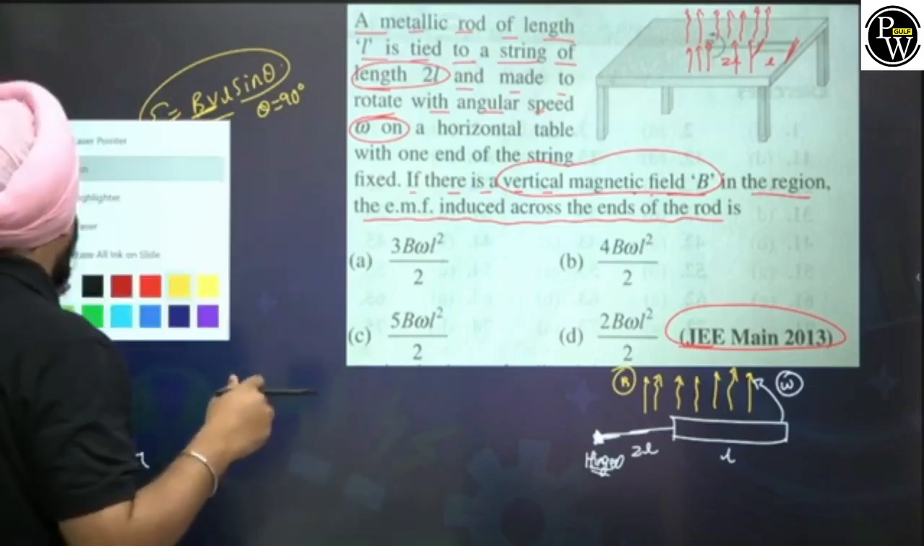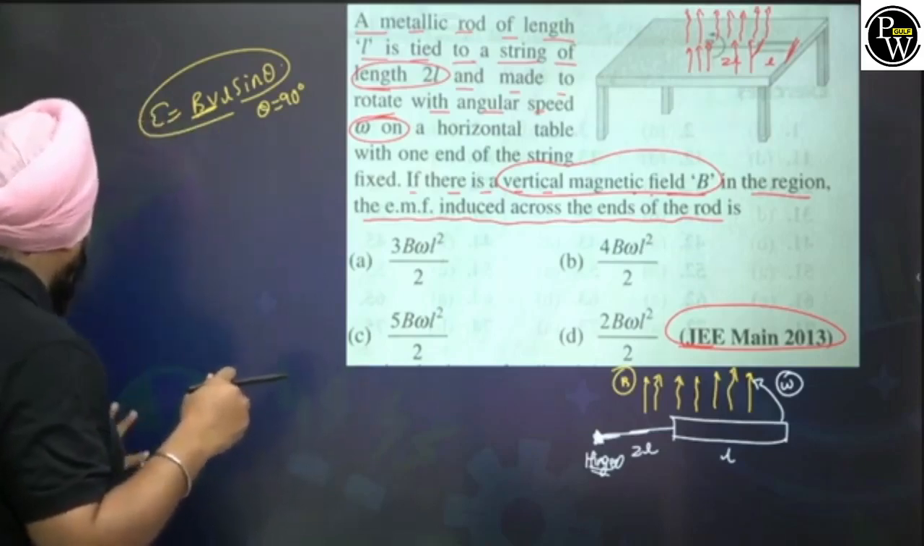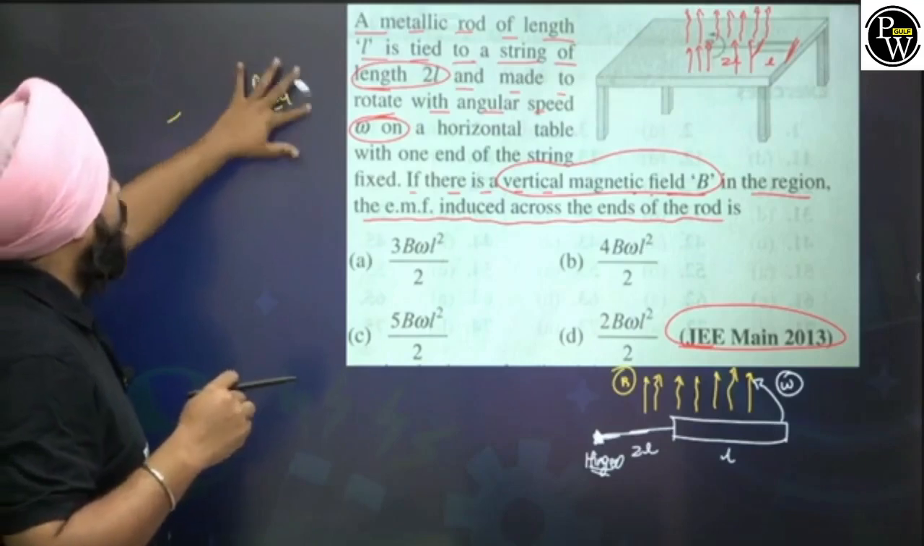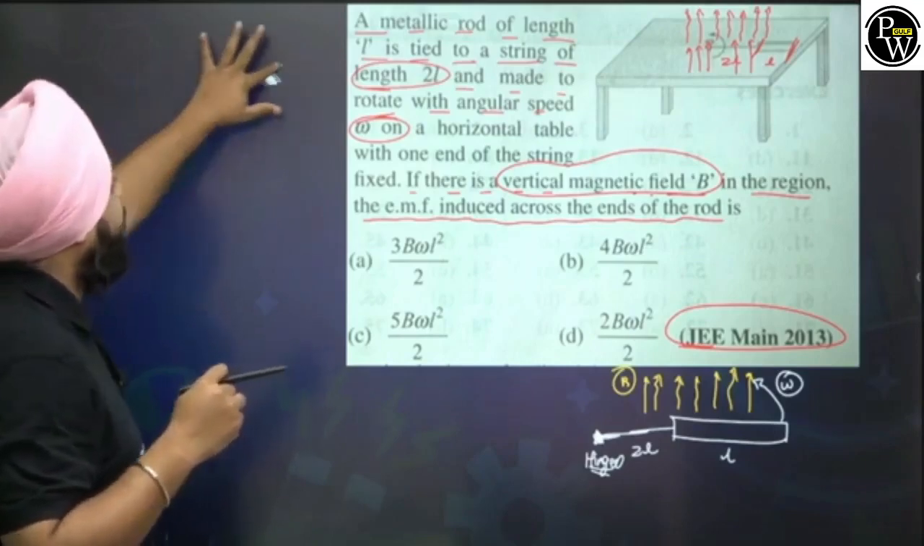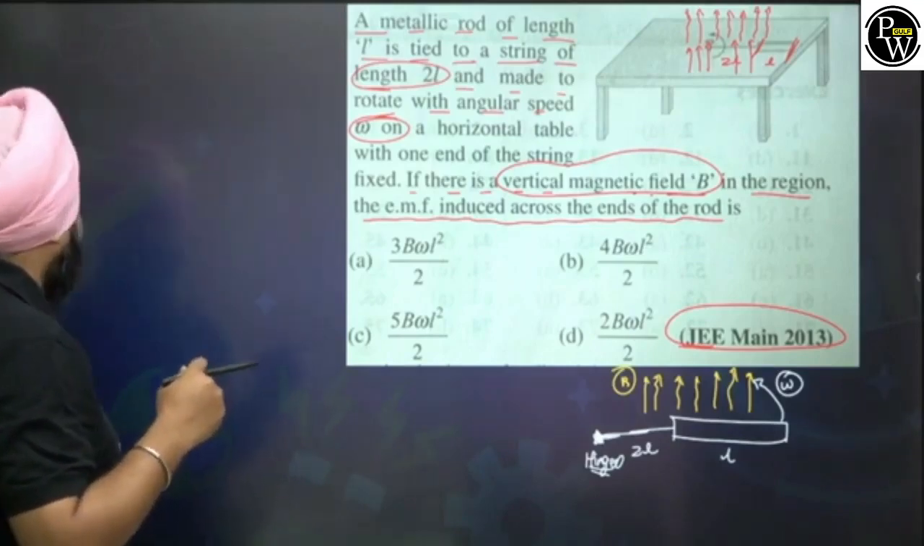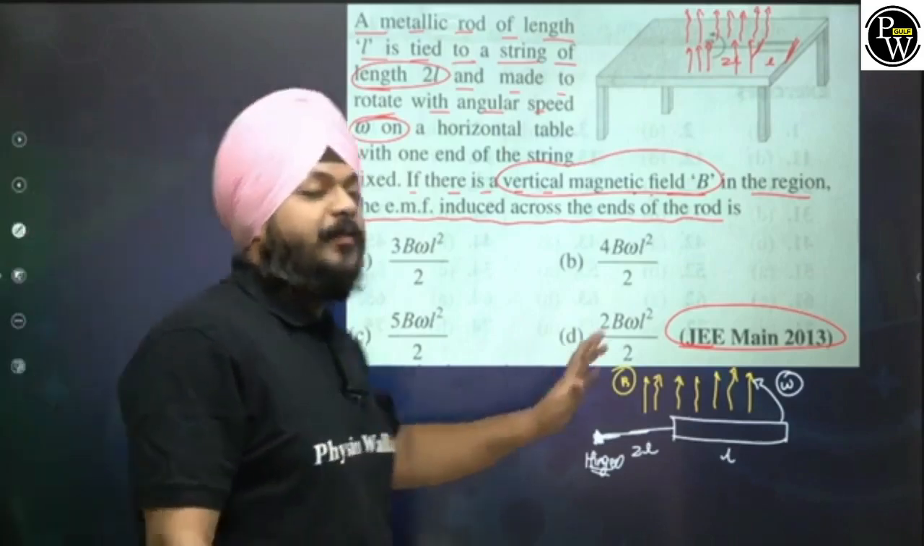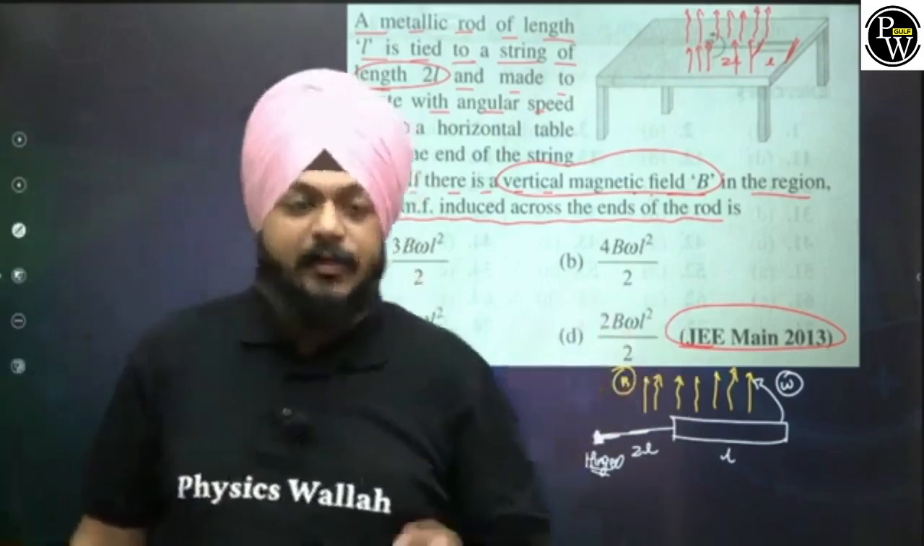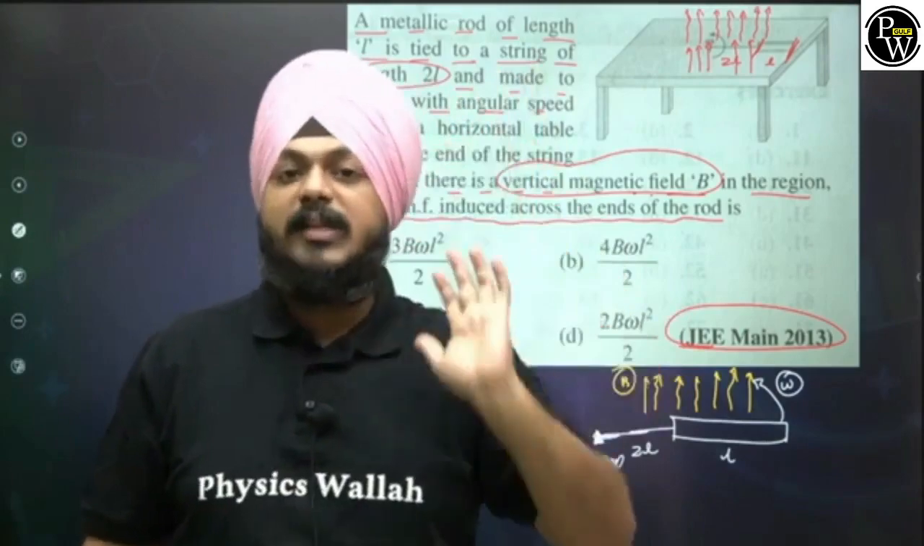So the first thing we have to take care of is to check what the actual angle between the velocity and the magnetic field is. Here the angle between the velocity and magnetic field would be 90 degrees. So here there are chances.